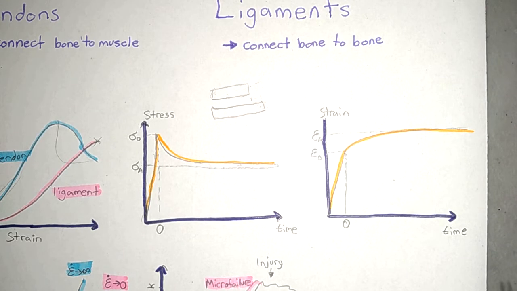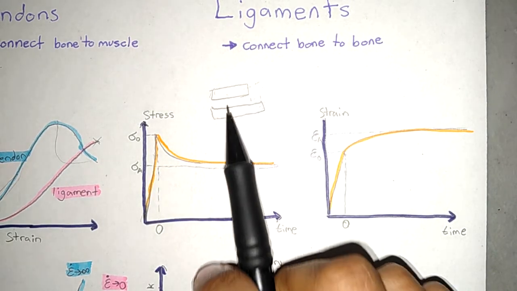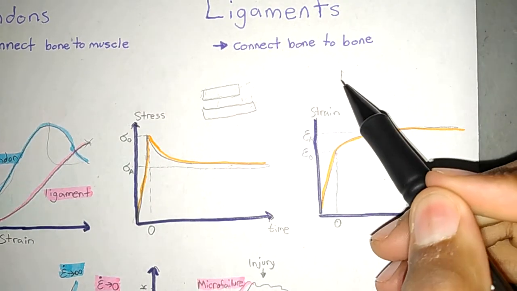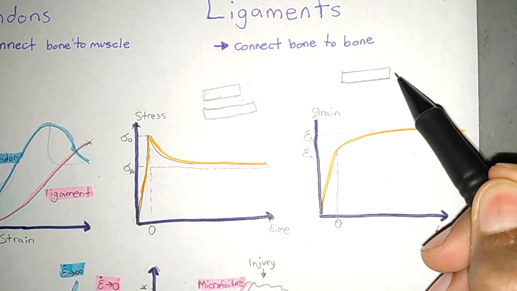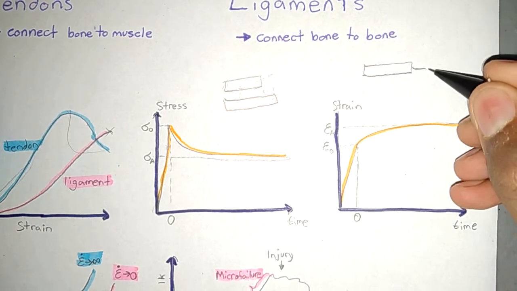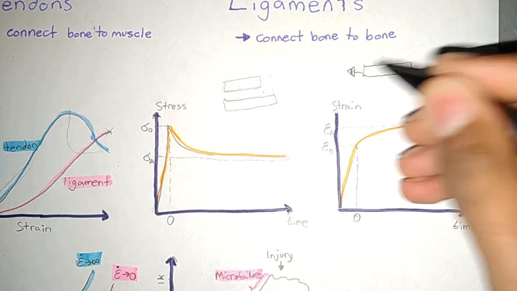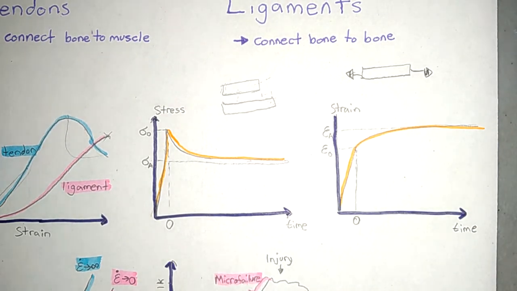Strain versus time, again, that means stress is constant. So let's say you have, let me draw another one here. You have a bone here, and suddenly there's a stress. There's a force being applied. You're applying a force to it, and you're going to apply a certain amount of force.